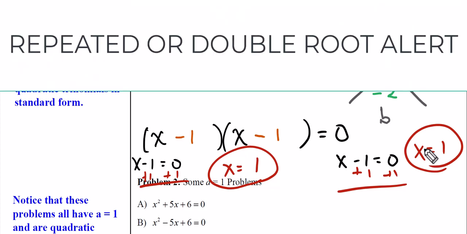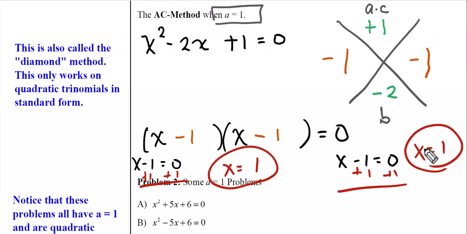This is when I get twins, identical answers. We said that quadratics will usually get two answers. We got two answers. They just happen to be duplicates, twins. So this is called a repeated root or a double root.